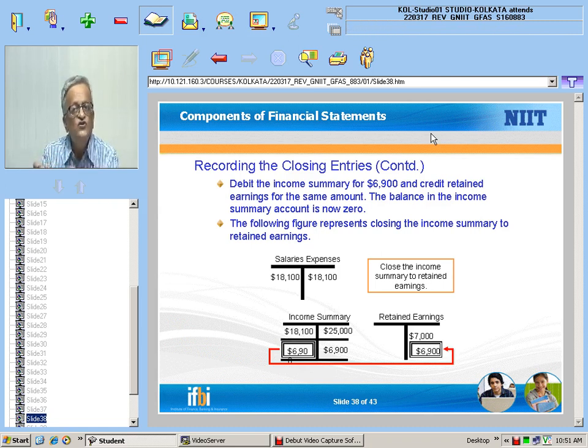Previously, opening balance of retained earnings was how much? 7,000. That is still there. So what have we done? The income summary account, we have debited for 6900 and credited retained earnings, that is part of the equity section of balance sheet, for 6900. So in the retained earnings, we are having 7,000, that was the previous balance, and 6900, that is the present balance.